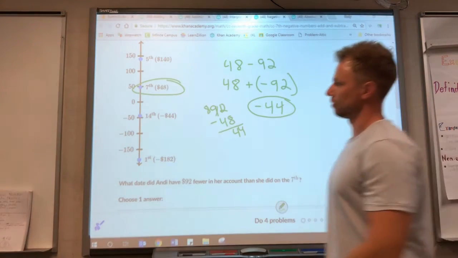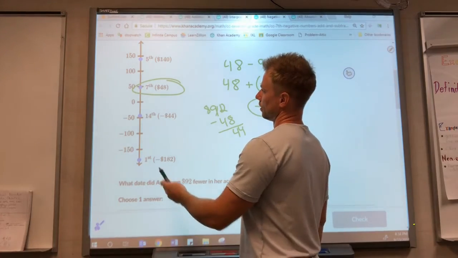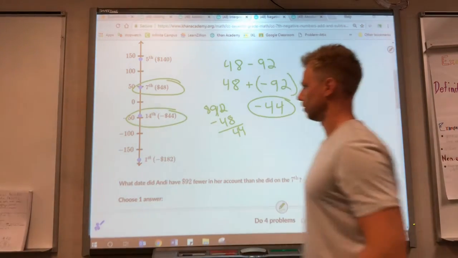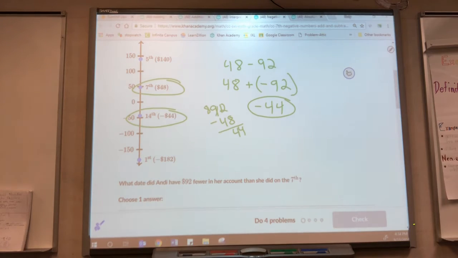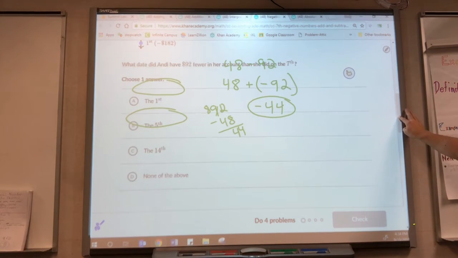So where do we have a negative 44? It looks like on the 14th, she had negative 44. So it looks like it should be C, which would be negative 44. That would be the date she had $92 fewer in her account.